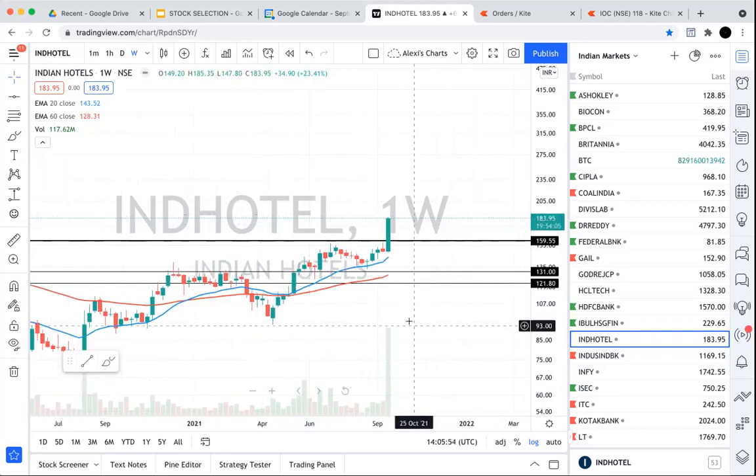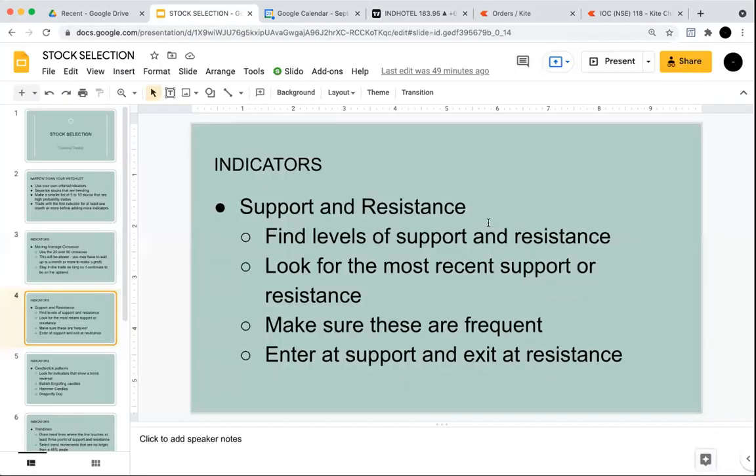All right, let me go back to my indicators. We're looking for support and resistance, and we talked about what that is. I have a video on support and resistance on my channel. You can take a look on the Trading Today channel and find that.